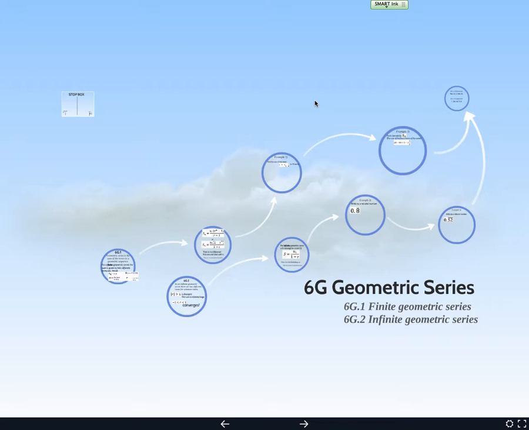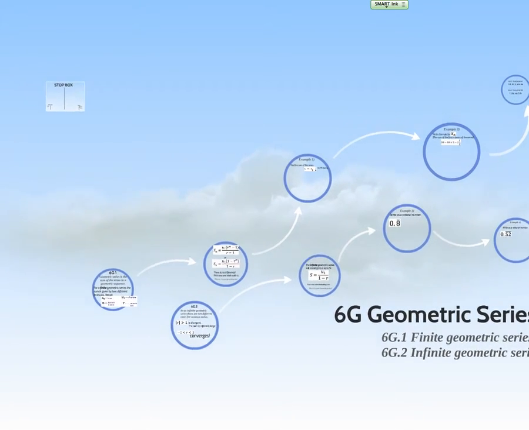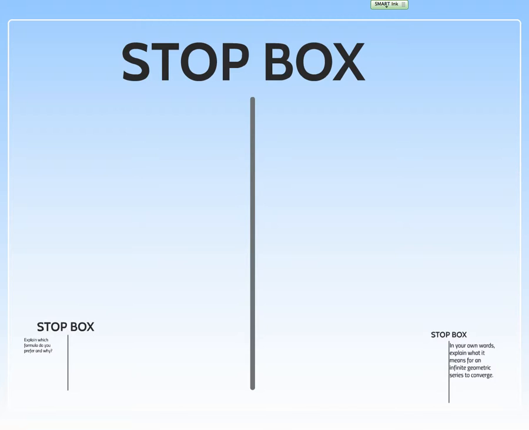So 6G is geometric series. And again, we're going to split it up. I'll zoom in on this in just a second here into the finite geometric series and the infinite geometric series. And for your stat box, I kind of did it a little bit differently because I'm really splitting it up into the finite and the infinite.